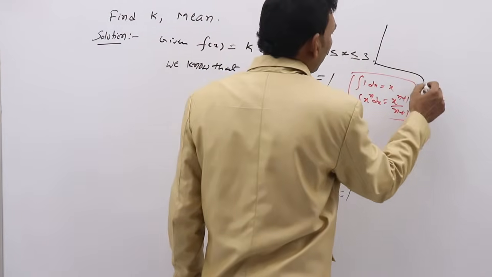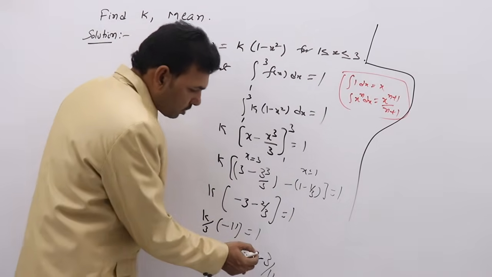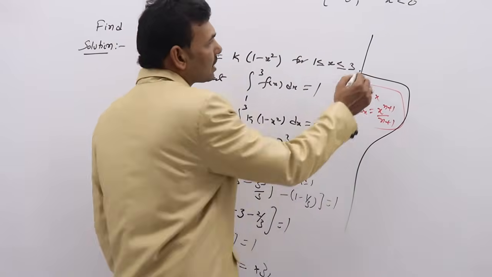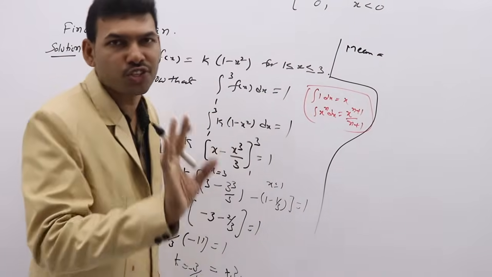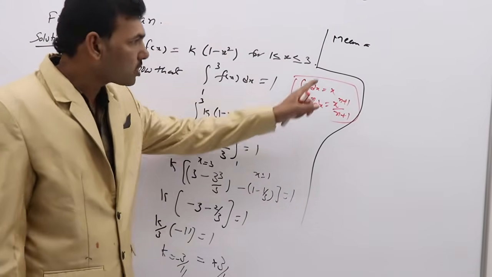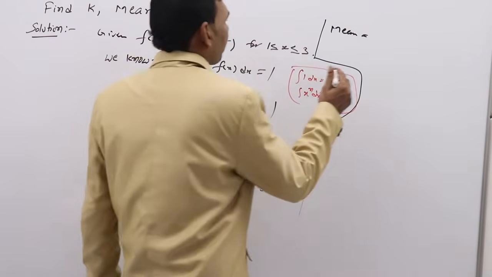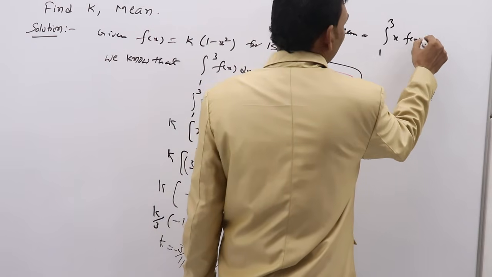Now we are going to find the mean. You can take positive also, no problem, plus 3 by 11. Because in the case of mean and averages are always positive. If you take negative also, then you need to make it positive. That's why. So the mean is integral 1 to 3 x f of x dx.